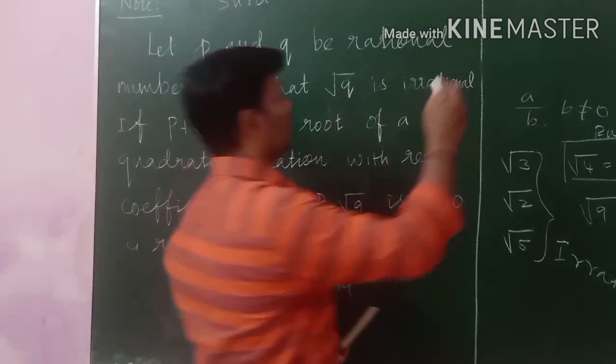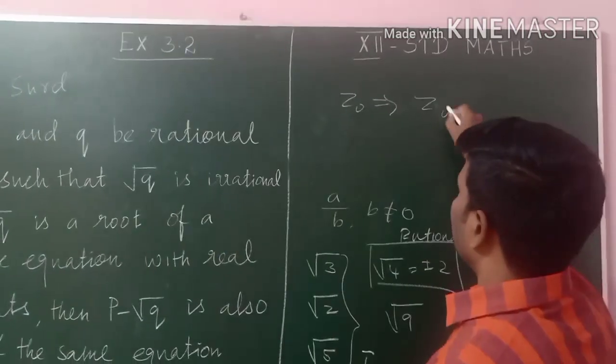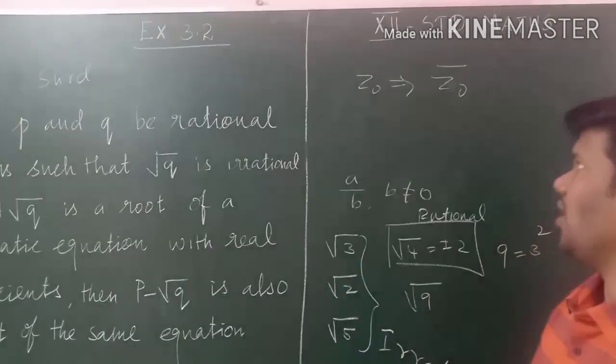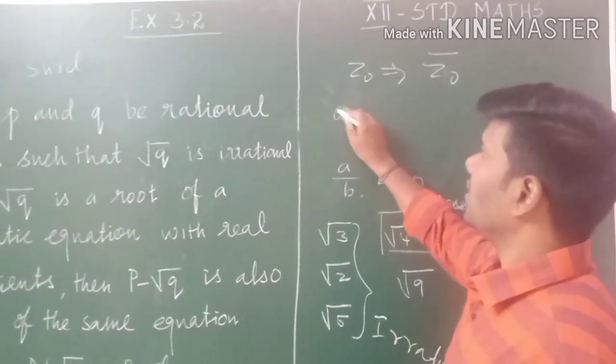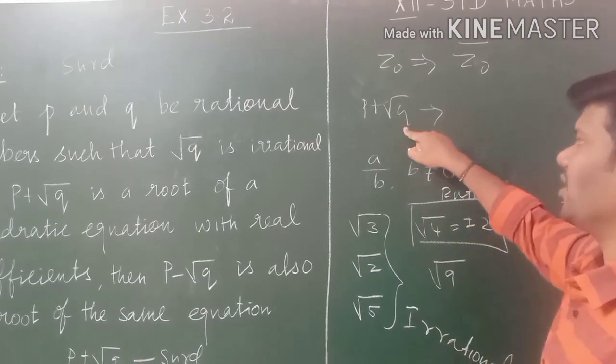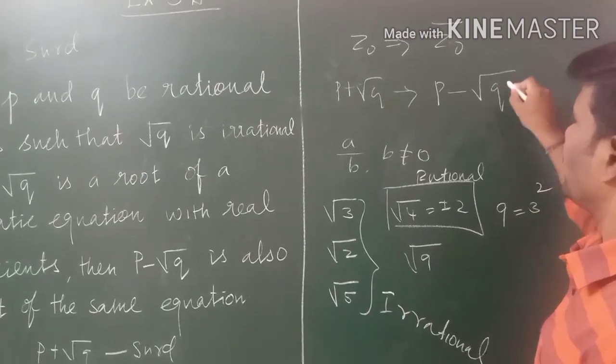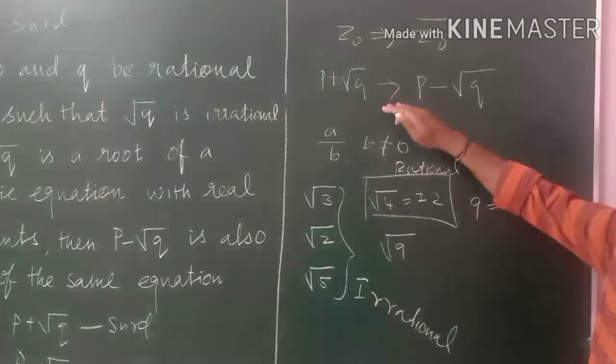So what is our first note? z0 ஒரு root னா அப்ப z0 bar is also a root. அதே மாதிரி, p plus square root of q is a root of a quadratic equation, here polynomial equation, then p minus square root of q is also a root of the same equation.